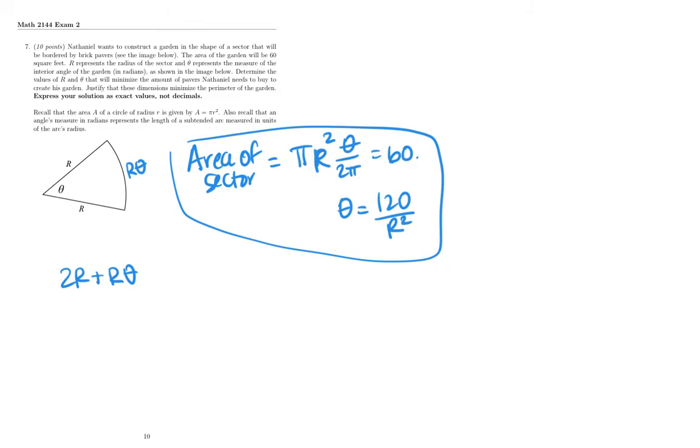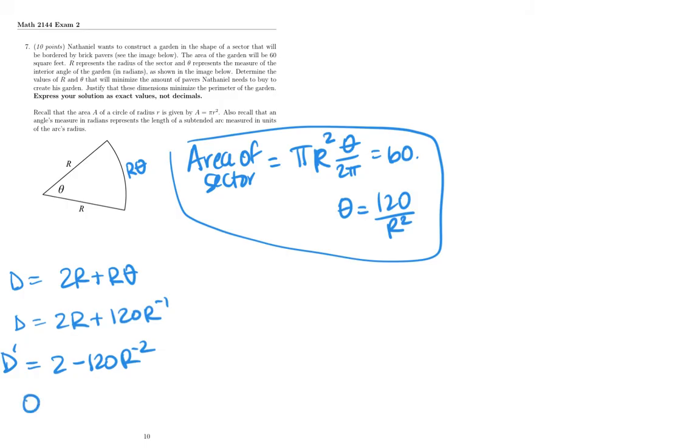So this is my pavers. So this is my distance, I guess. And then I can plug in what my theta is. So my distance is equal to 2r plus r times 120 over r squared. So that's going to be 120 over r, or 120 r to the minus 1. And so then I can take the derivative. And so I get 2 minus 120 r to the minus 2.